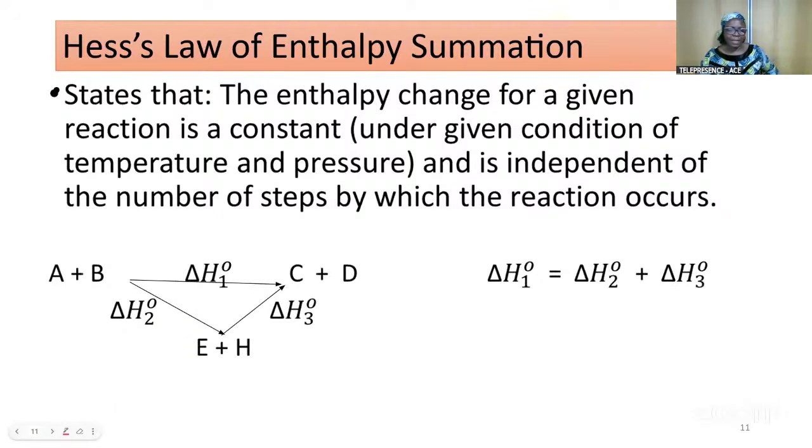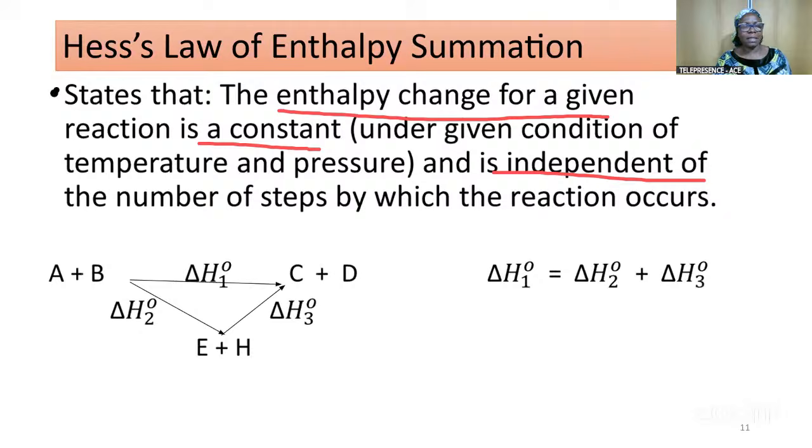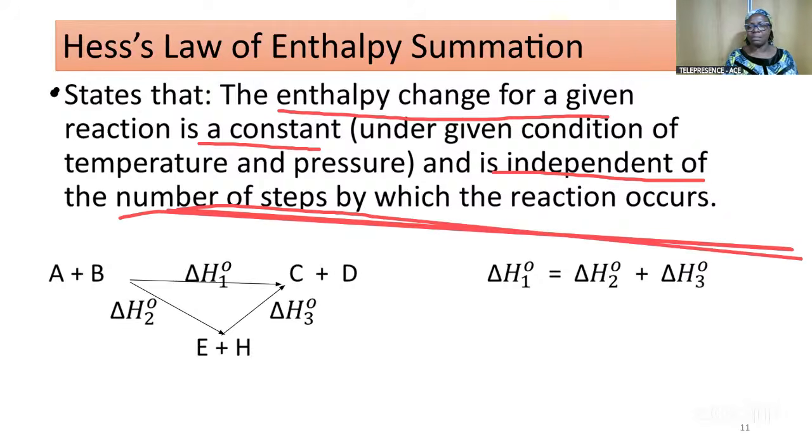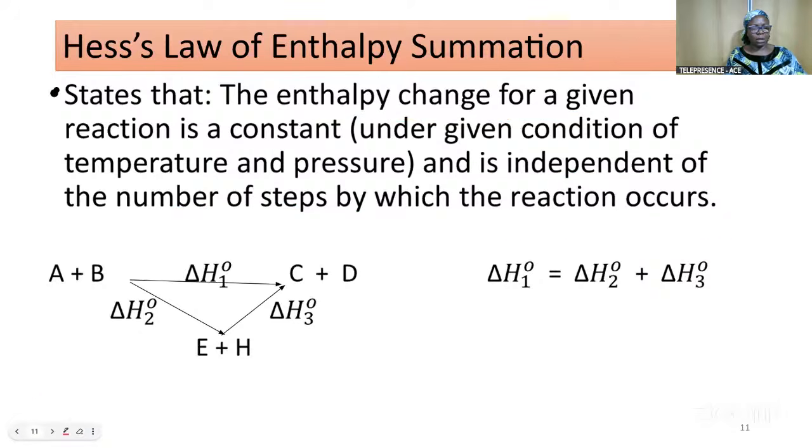So I want you to pay attention to the keywords. The enthalpy change for a given reaction is a constant, provided you are working under a given condition of temperature and pressure that you are not changing. And it is independent of the number of steps by which the reaction occurs. So what do we mean by this? How do we relate to this?